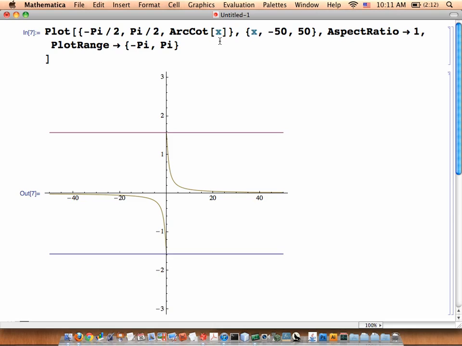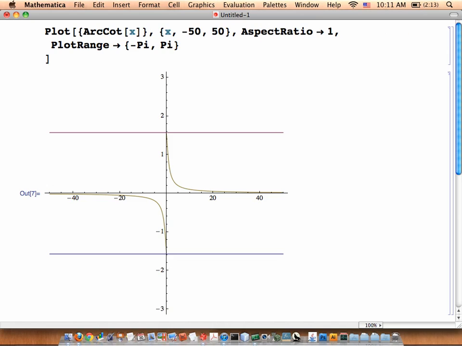It looks like the function has a vertical asymptote. This is what it looks like. At 0, it has a vertical asymptote. We can get rid of those lines, pi over 2 and negative pi over 2. So put the cursor before the capital A in arc cotangent. And then just hit the backspace, but don't delete the beginning curly brace. Just keep going to the curly brace and then stop. Perfect. Okay, go ahead and hit Shift Enter again.